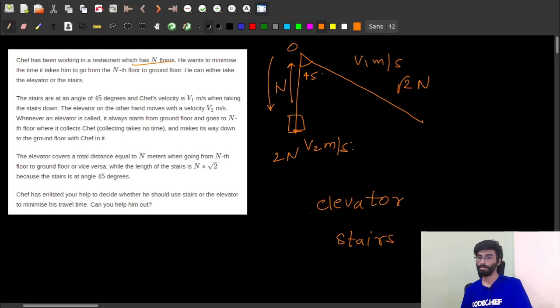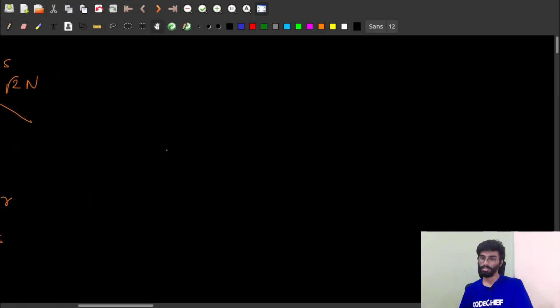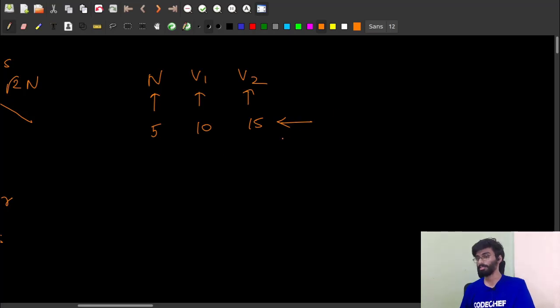Let's take an example. We will be given three inputs, n, v1 and v2. v1 is the velocity for walking down the stairs, v2 is the velocity for the elevator, and n is the height of the restaurant. In the sample test case, n is 5, v1 is 10 and v2 is 15. Let's calculate what the answer will be for this test case.